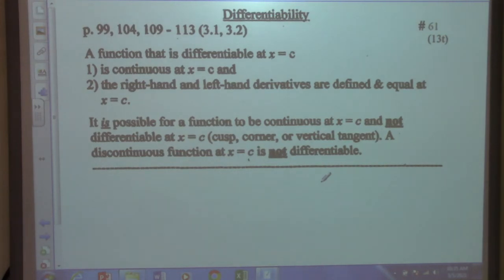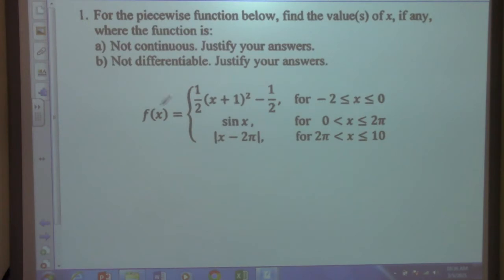So you have to have a smooth curve, or even a line, to be differentiable. And then, beyond continuity, the right-hand and left-hand derivatives must be defined and equal at x equals c. Now we have a problem similar to the one we worked on earlier, except this is asking not only about continuity, but differentiability.